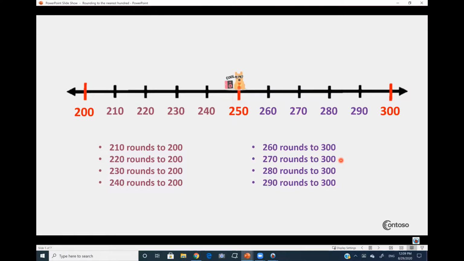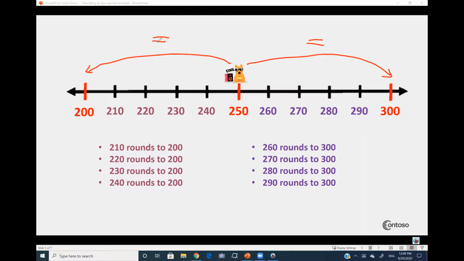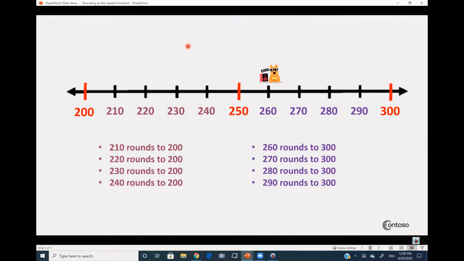We'll have a special case, 250, just because it's right in the middle and has the same distance to 200 and to 300. Since the distances are equal, the number is going to round to the greater 100, which is 300. So 250 is going to round to 300.